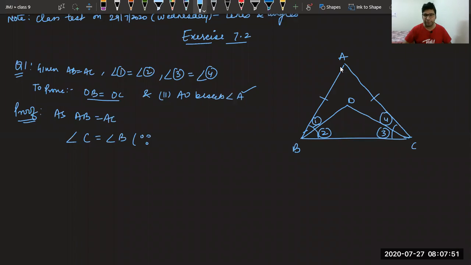So first thing is complete angle C equal to complete angle B. Why? Because angles opposite to equal sides. First thing. And second thing, if angle C, sir, Kavya wants to join. Okay. One second. Okay.